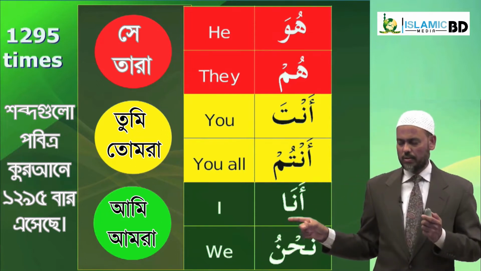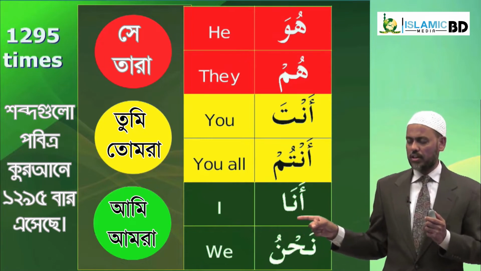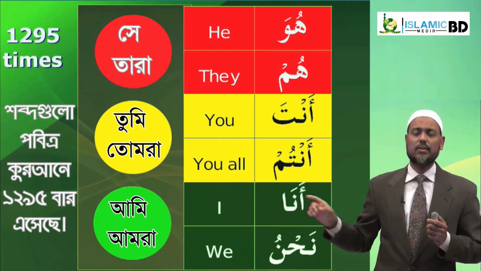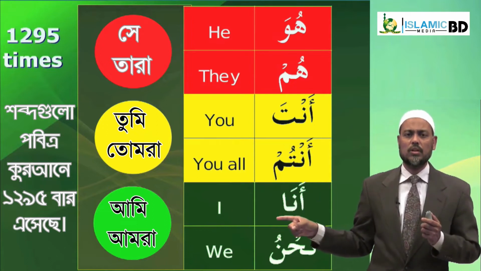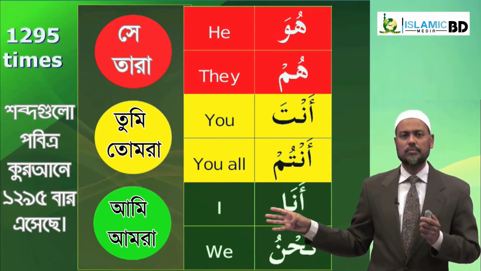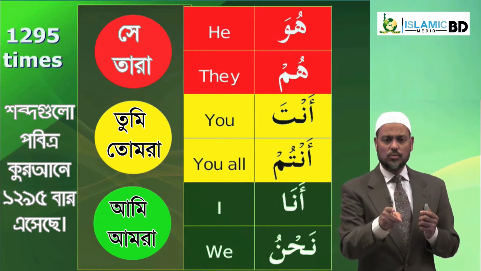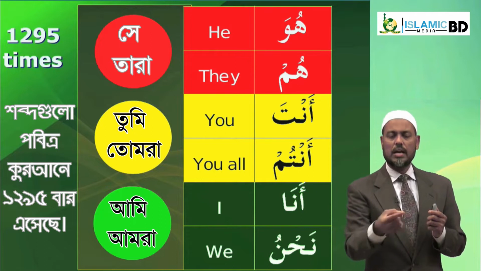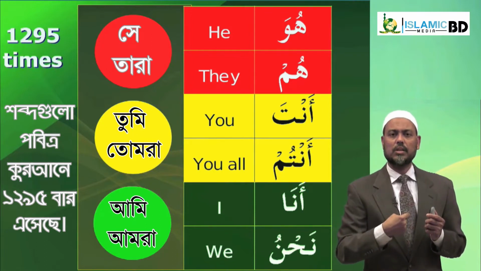Huwa, he. Okay, right side, one finger on the right, and think that there is a person standing there, your friend standing there. Huwa, he. Hum, they. Anta, you. Antum, you all. Ana, I. Nahnu, we.